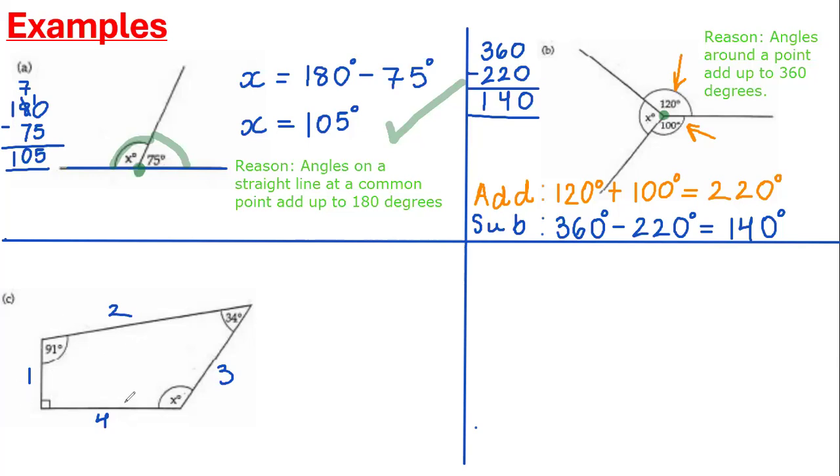One thing about quadrilaterals, they have 4 sides, but their angles always add up to 360 degrees. So that's one thing about quadrilaterals. So let's write that reason. So the reason that we're going to use for this one, okay?